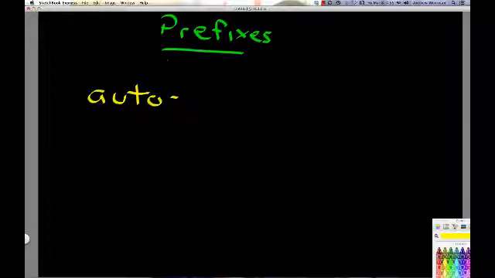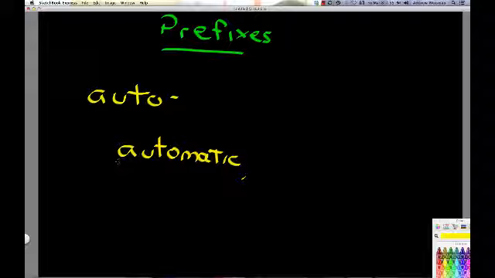In this segment, we're going to also talk about a prefix, the prefix auto. Auto is a prefix that we find at the beginning of a word, like automatic. And when we think of what automatic means, it means like perhaps a machine does something itself. An automatic washing machine washes your clothes for you. You put it in there, you turn it on, it does the washing.